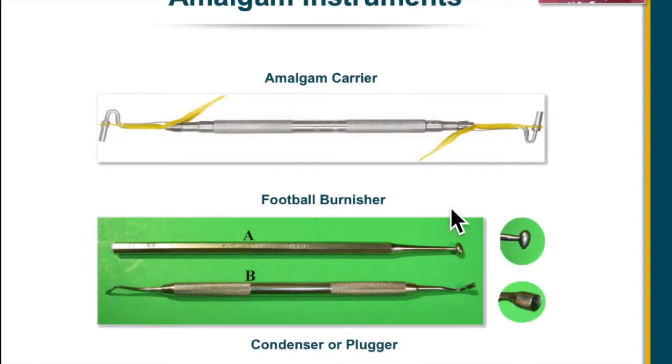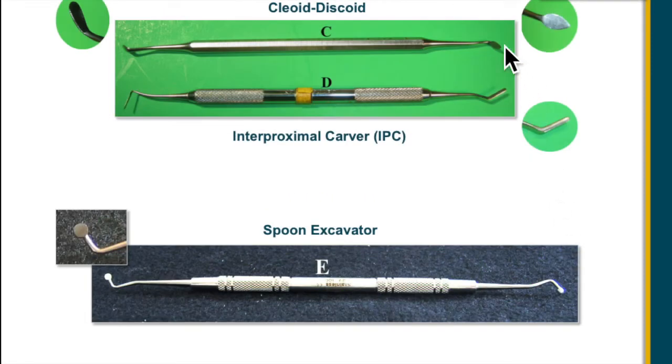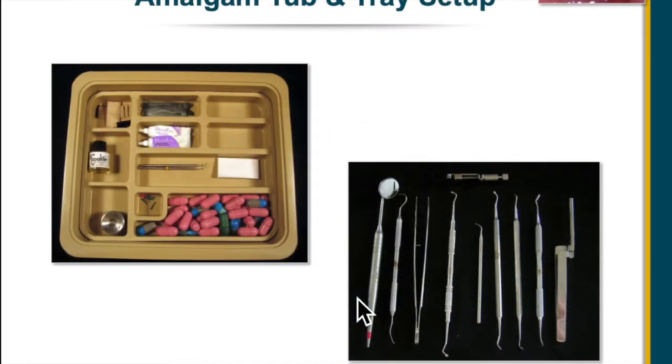Okay, so the amalgam carrier, and you're going to use the condenser to mash the amalgam down in there, or rather the dentist will, not the assistant typically, and then a ball burnisher or football burnisher in order to shape and polish the amalgam. You might have to carve it a little bit. The dentist may carve with a discoid, cleoid, or a spoon excavator. It just depends on the dentist and what he or she chooses to use.